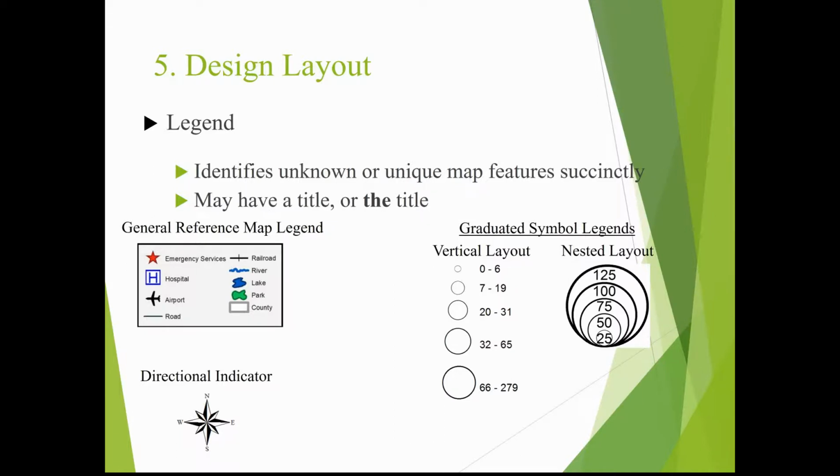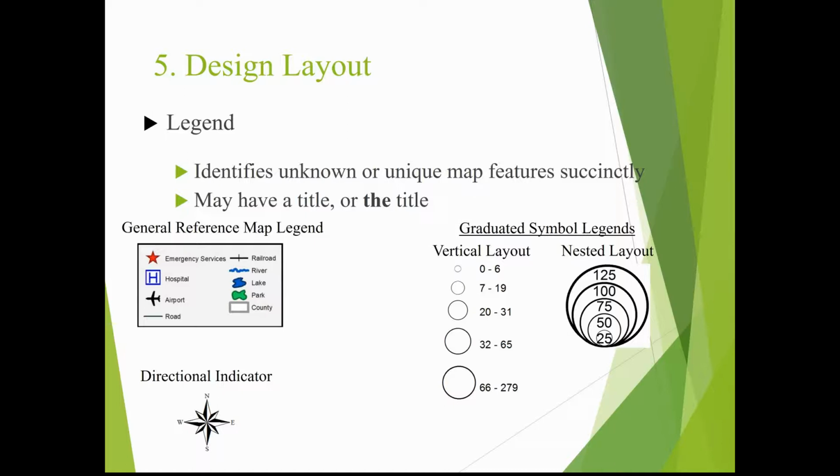The legend map element identifies unknown or unique map features succinctly. A legend may optionally have a title or contain the title of the entire map. The legend needs to have representative symbols that are found on the map, followed by a description of what the symbol represents. The symbols on the legend should be the exact same color, shape, and size of the symbol shown on the map. If the symbol on the map varies in size, the symbol in the legend should be the size of an average size symbol on the map.